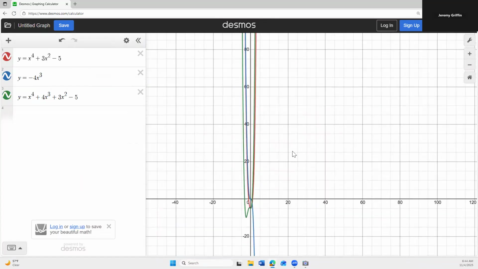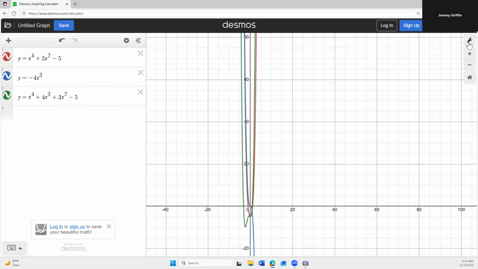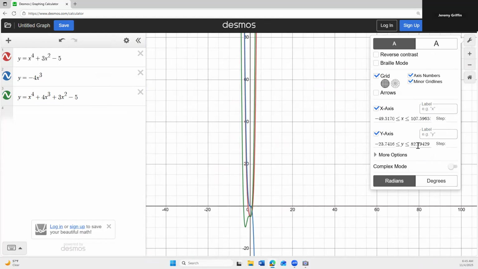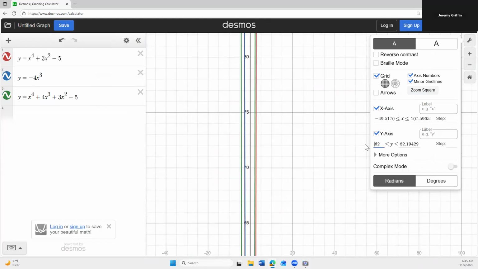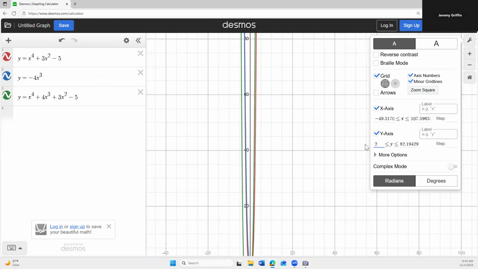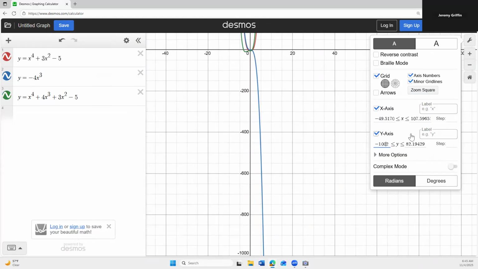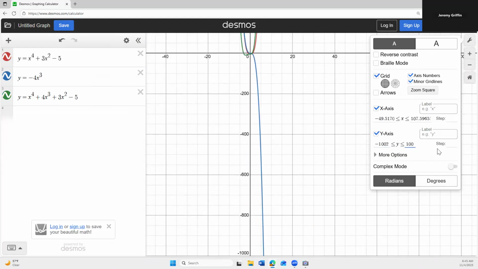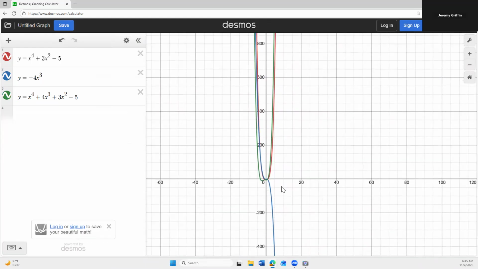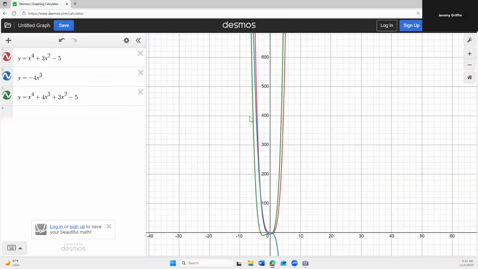Oh, you know what? My other class showed me that if you click this little wrench tool, you can change the scale. What should I scale this to? Maybe like 100 or something. Let's change the y from negative 100 to positive 100. It should frame this a little better. All right, see if that did it. Okay, yeah, a little bit maybe.